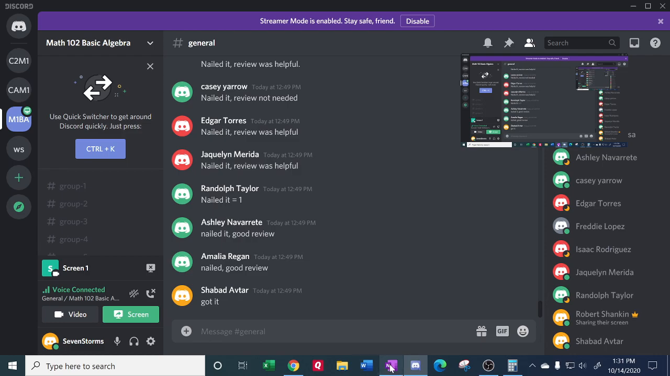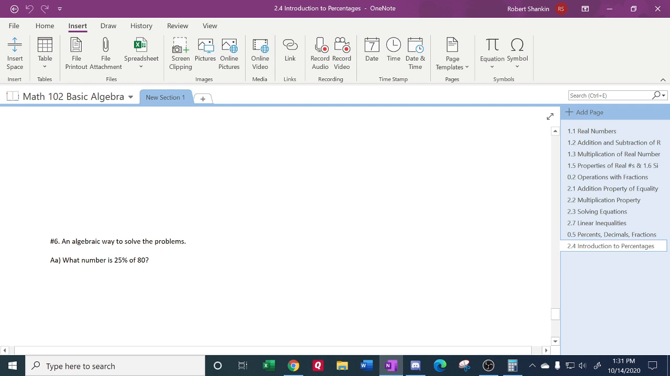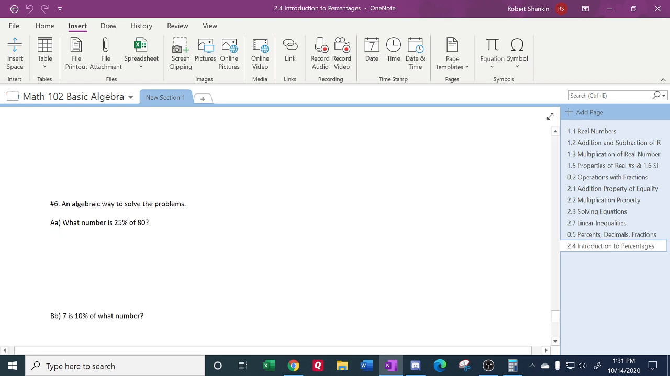All right, we will start again. Let's look at an algebraic way to solve all of these percentage problems. And we're going to take this first one. What number is 25% of 80? And we know the answer is 20. But some of these problems that we're going to get are going to be very difficult, and we'll want a system like this. So the system is really nice and easy.